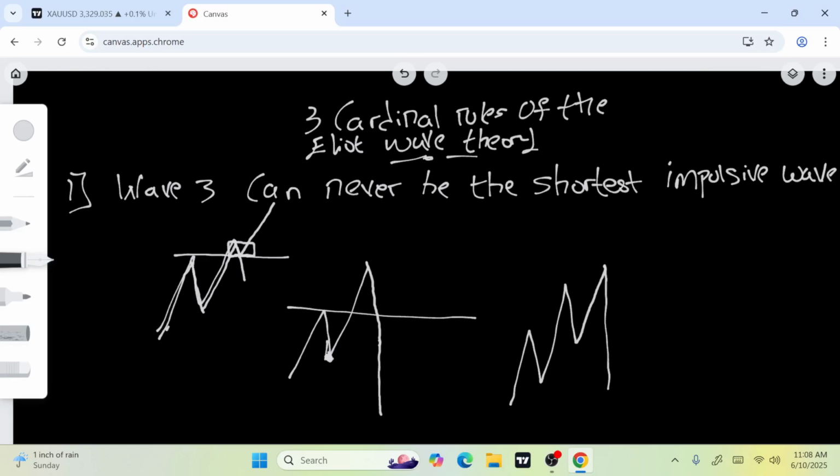Oh, but it's a pullback. It is a proper pullback? Yes, it's not possible.